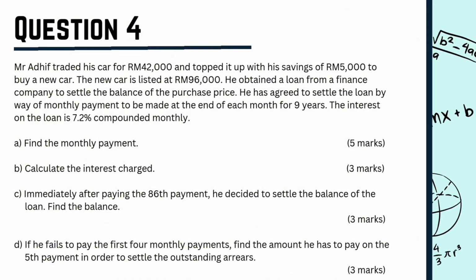The new car is leased at 96,000. He obtained a loan from a finance company to settle the balance of the purchase price. He has agreed to settle the loan by way of monthly payment to be made at the end of each month for 9 years. The interest of the loan is 7.2% compounded monthly. A. Find the monthly payment.